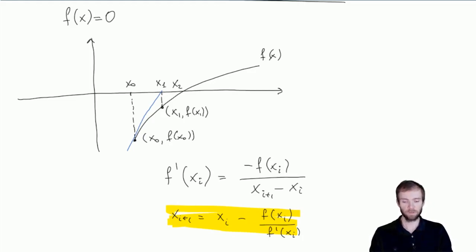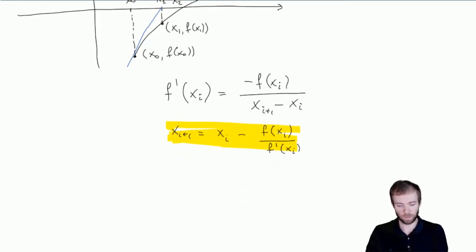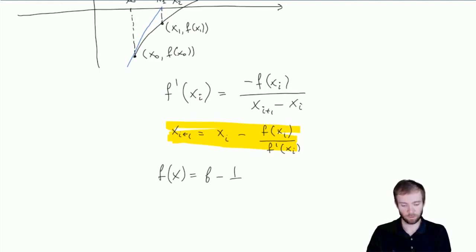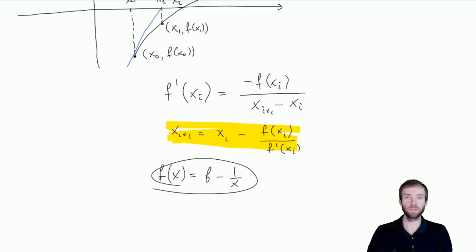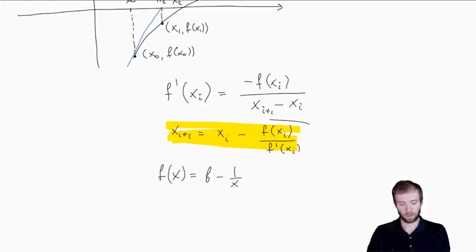But let's now take our function f the following. So let's take f of x to be equal to b minus 1 over x. Remember that our goal is to compute 1 over b with high precision. And actually, the root of this equation is exactly 1 over b. So now let's apply our Newton's process to this function.